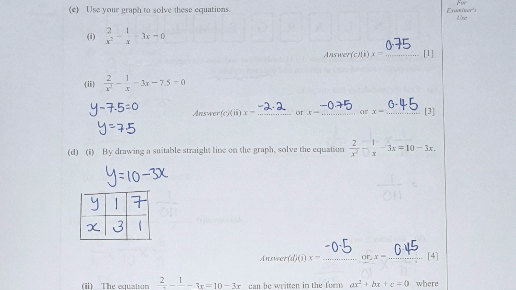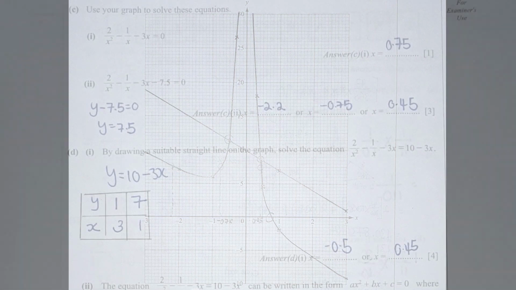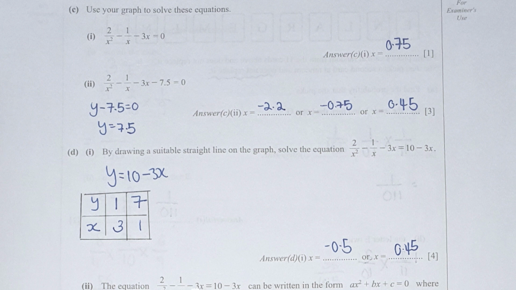So by shifting this -7.5 to the other side, you will get your original equation, okay, which is y equals to 7.5. So at 7.5, there are actually 3 intersection points, which are -2.2, -0.75, 0.45. So do take note that your answer may vary from mine because your graph may not look exactly the same as mine. So no worries if your answer is slightly different because there's an acceptable range for this particular section.